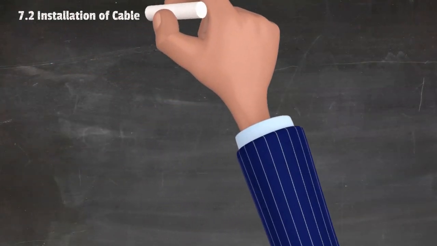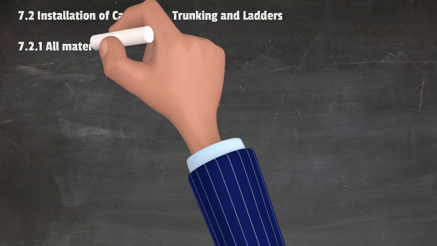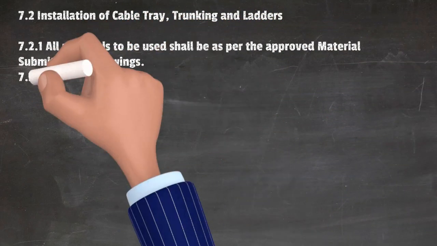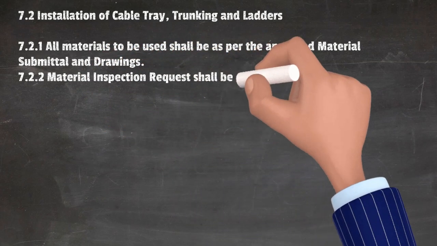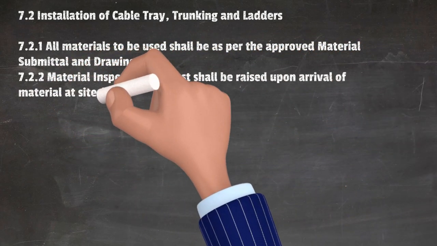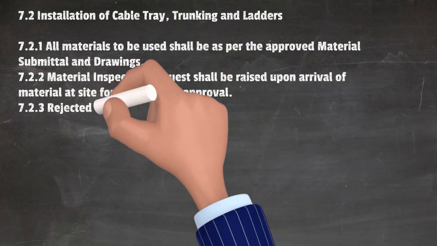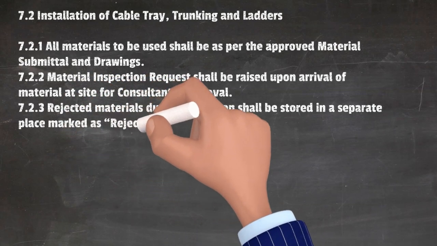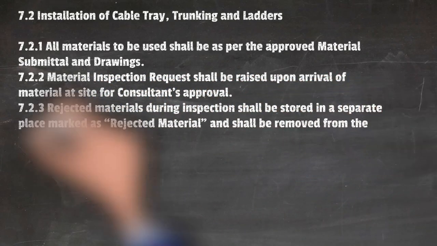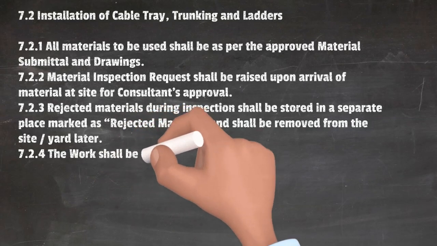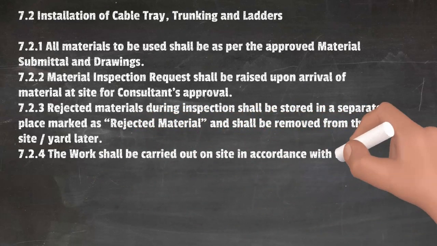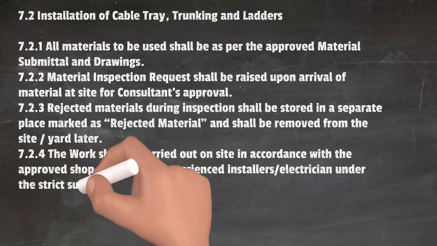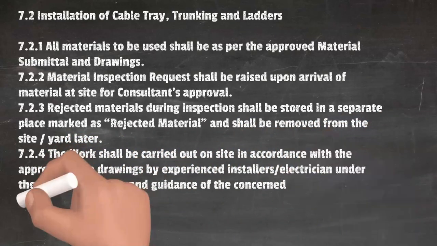Installation of cable tray, trunking, and ladders. All materials to be used shall be as per the approved material submittal and drawings. Material inspection request shall be raised upon arrival of material at site for consultant's approval. Rejected materials during inspection shall be stored in a separate place marked as rejected material and shall be removed from the site/yard later. The work shall be carried out on site in accordance with the approved shop drawings by experienced installers/electricians under the strict supervision and guidance of the concerned supervisors/engineers.